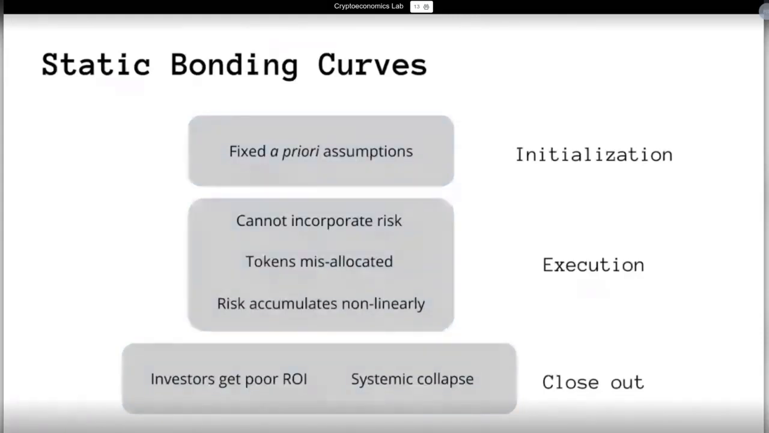But it's not extremely common. What's more common is token misallocation. And if tokens do get sufficiently misallocated, then the investors will not get a good return on their investment. So these are not very nice properties. We want to account for them by creating some sort of dynamic bonding curve that can account for risk during its execution.